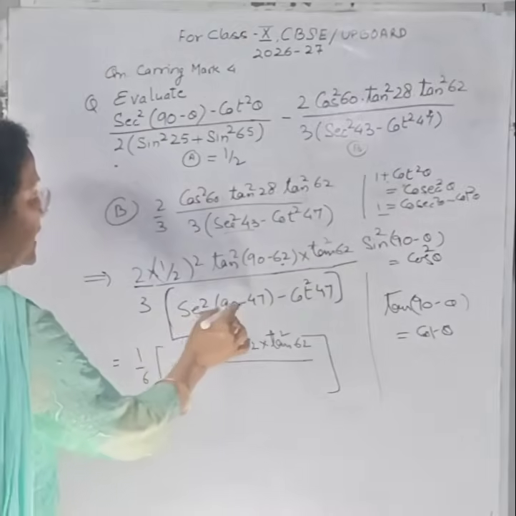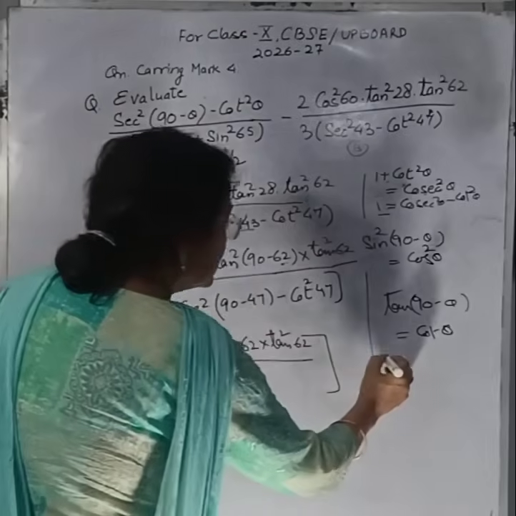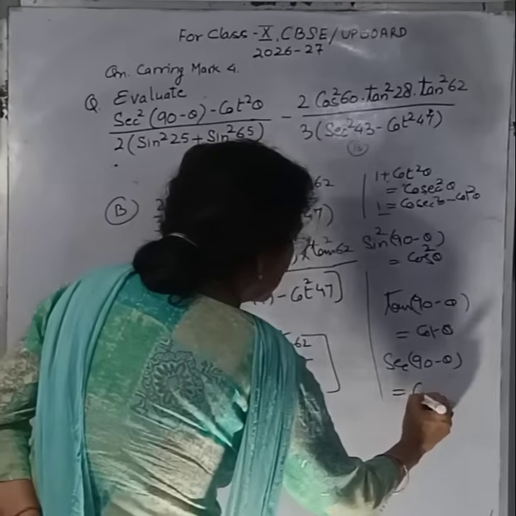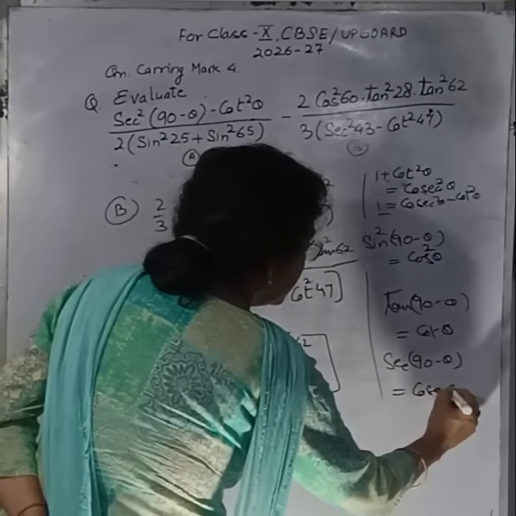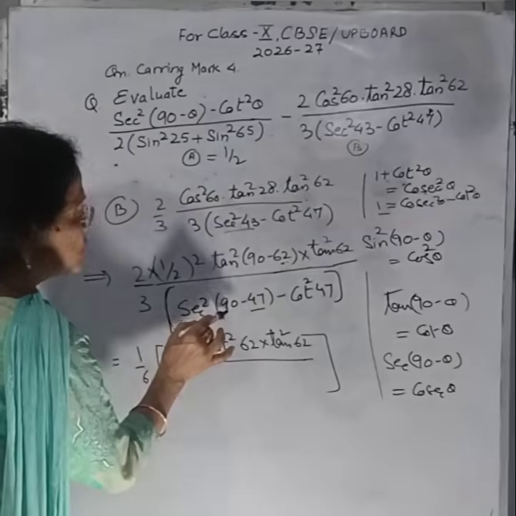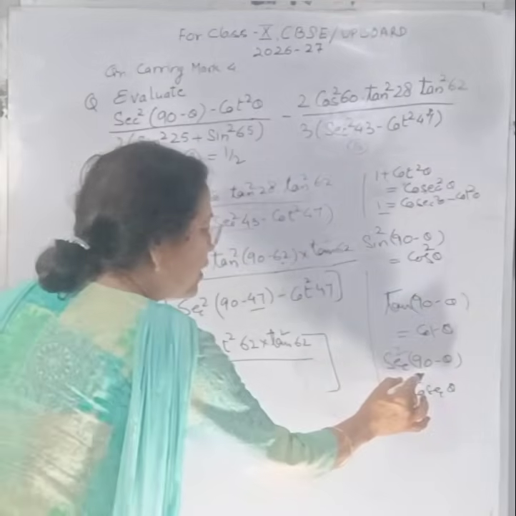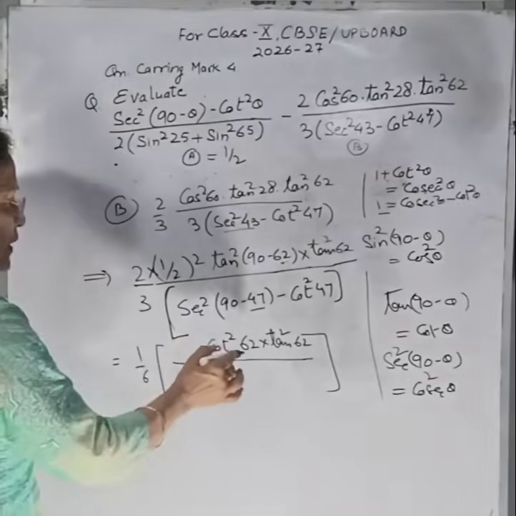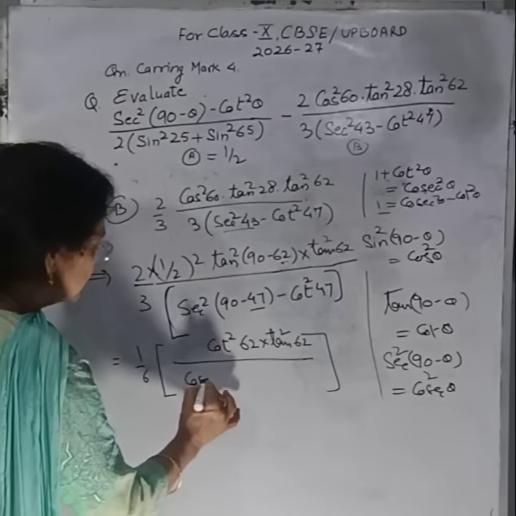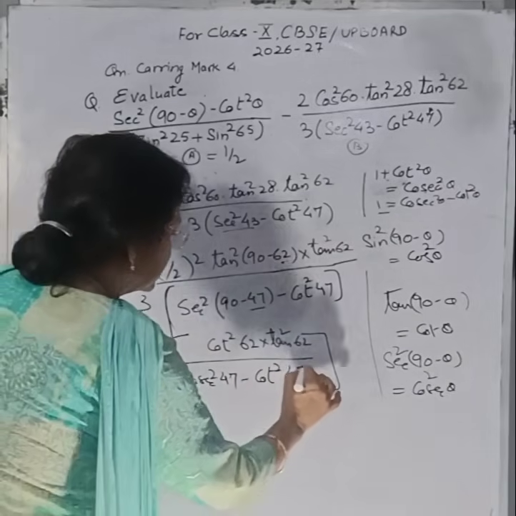Upon sec square (90 minus theta). For sec (90 minus theta), we know what? The sec (90 minus theta) can be written as cosec theta. Here theta is 47. Sec (90 minus theta) is cosec theta. It means here we can write cosec of 47, but the square is there, so we write square of cosec 47. So here we can write in the denominator cosec square 47 minus cot square 47.